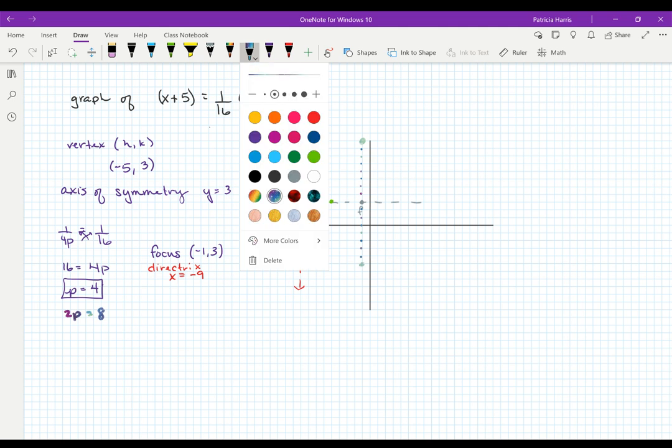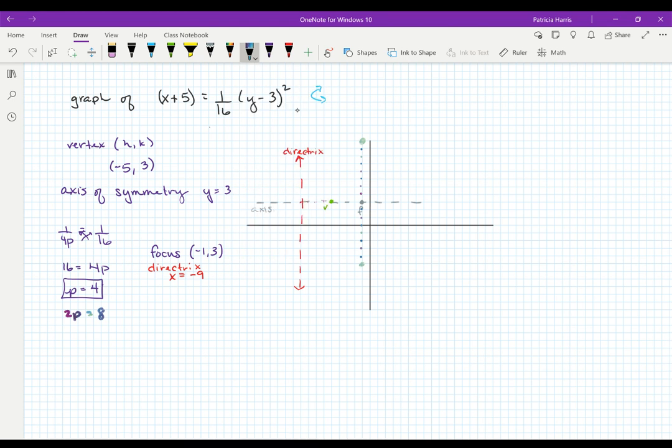And now, remember your parabola travels through your vertex, not your focus. So just like that. Okay, beautiful. That is a great parabola. Isn't that nice? Not too bad. Okay, let's do another one.